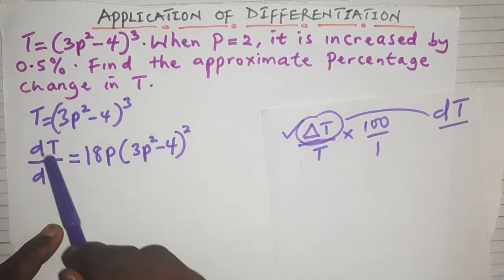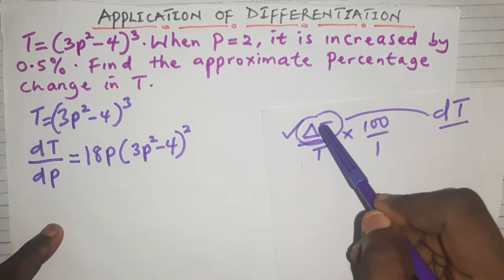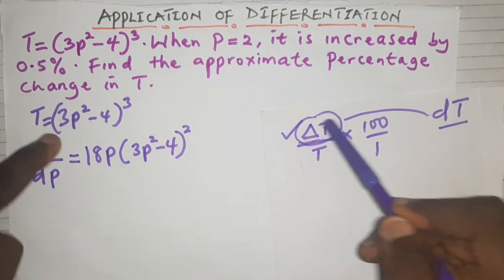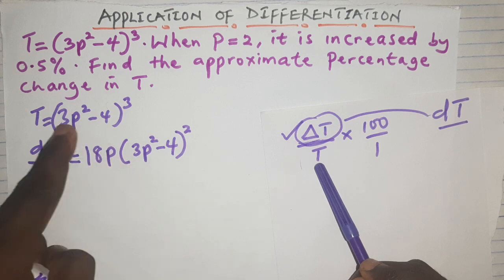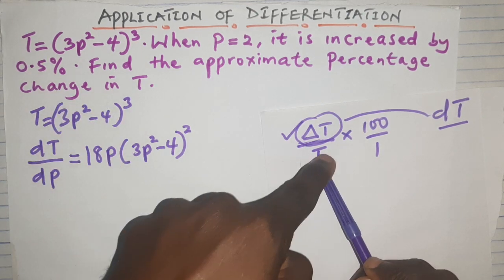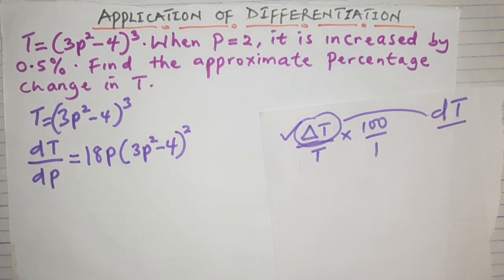So anything I get after making the t subject, I'll fix it for this change in t since they are the same, and then I'll evaluate. Remember, my t is this value. T equals this value. I'm fixing this value here, and then I'll solve and get my final answer.